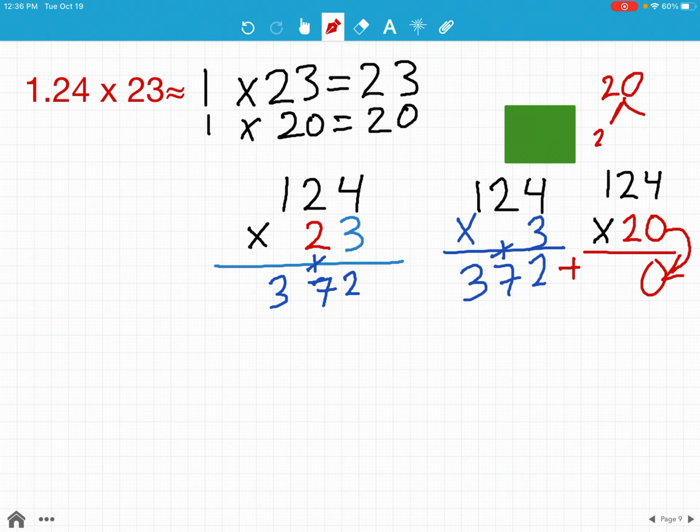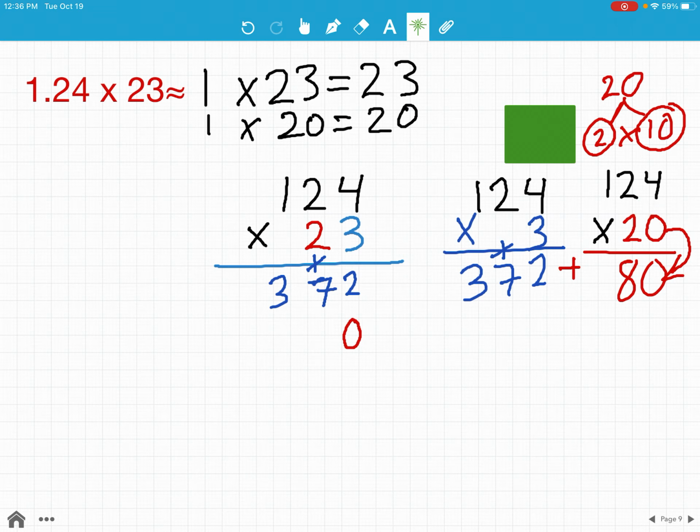So we have 20, which is 2 times 10. So if we multiply it times 2 first, and then multiply it by 10, we're going to get a 0 at the very end. So that's why there's always a 0 here. All right, 2 times 4 is 8. And we have 2 times 2, which is 4. And then we have 2 times 1, which is 2.